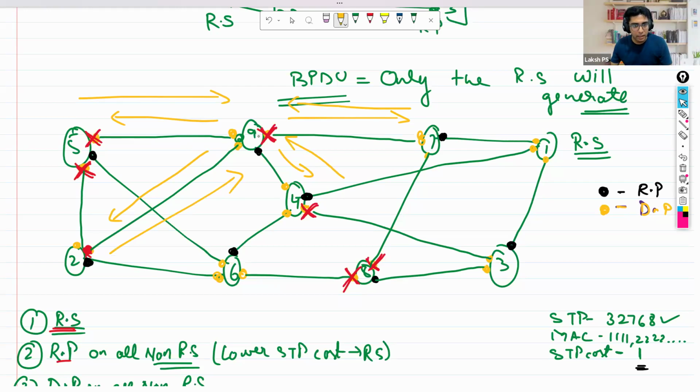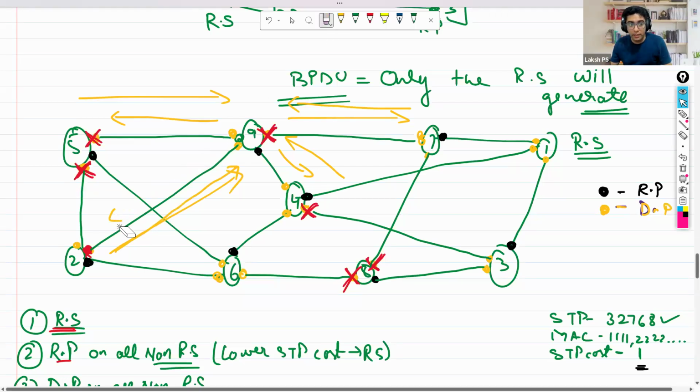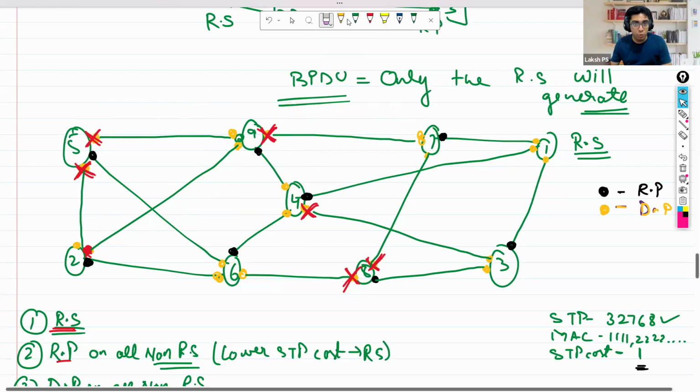9 is sending BPDU to 5, to 7, to 4, and also to 2. 2's MAC address and priority is received by 9. 2 will automatically understand that it has a better MAC address than 9. So obviously 2 will become the root switch.